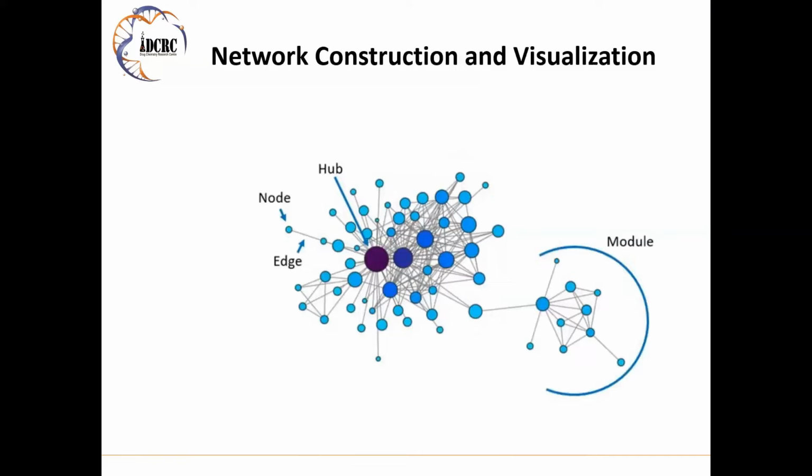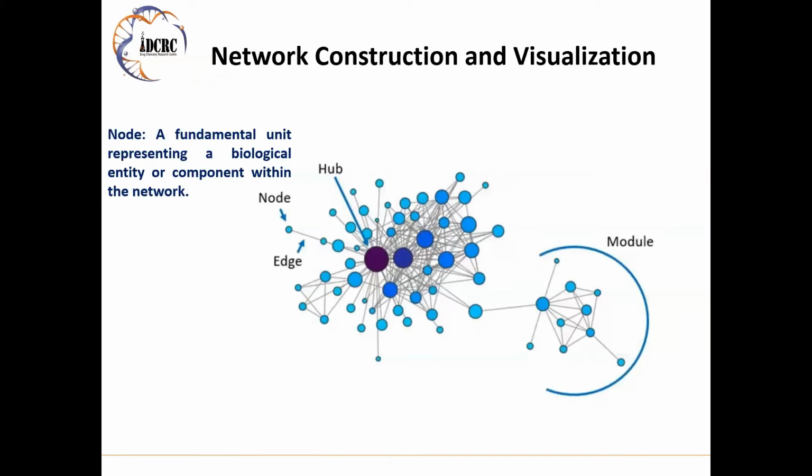Once we have collected these primary data, we go for network construction and visualization. This is a comprehensive view of a network. A network is basically composed of nodes, edges, hubs, and modules. A node is a fundamental unit representing a biological entity or component within the network. It can be a protein, a gene, or a metabolite. These different units are represented as circles, and these are different nodes in a biological network.